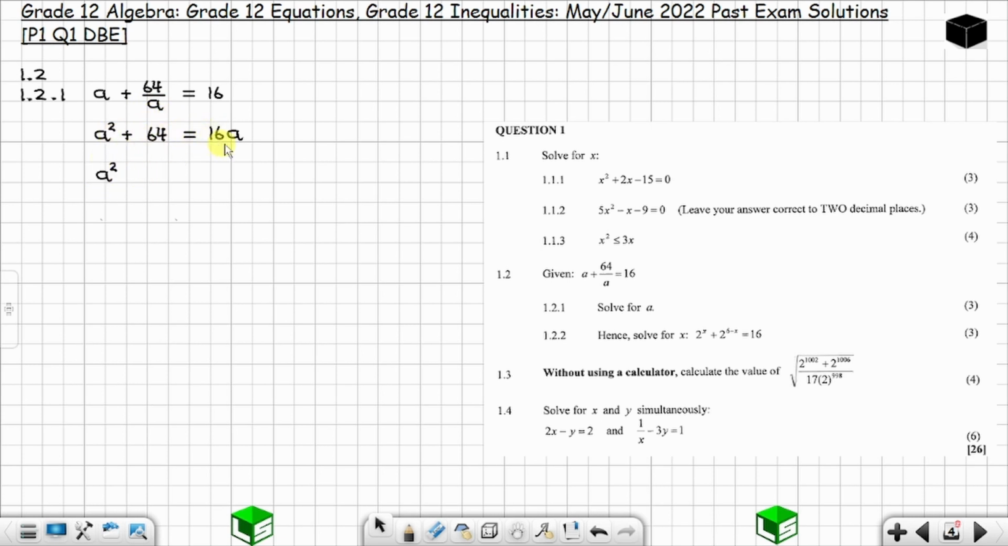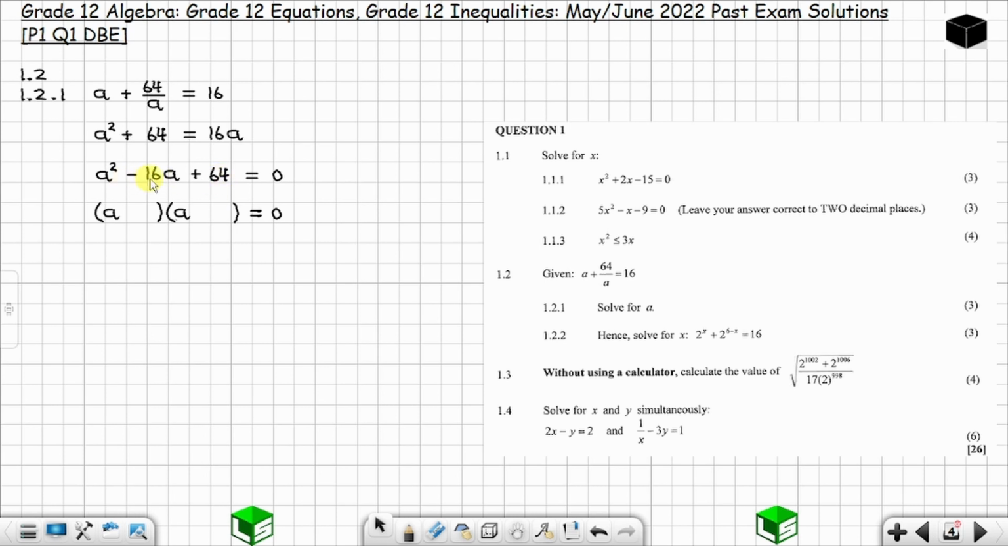You bring this 16a to the left. Now you have negative 16a, right? Plus 64 is equal to 0. You only have 0 on the right side. Now from here, you can factorize this into two pairs of brackets like this. This is equal to 0. You have a squared there, so you have a times a. And now you have to get two numbers. When you multiply those two numbers, you must get what? 64. And if you add those two numbers, you must get what?